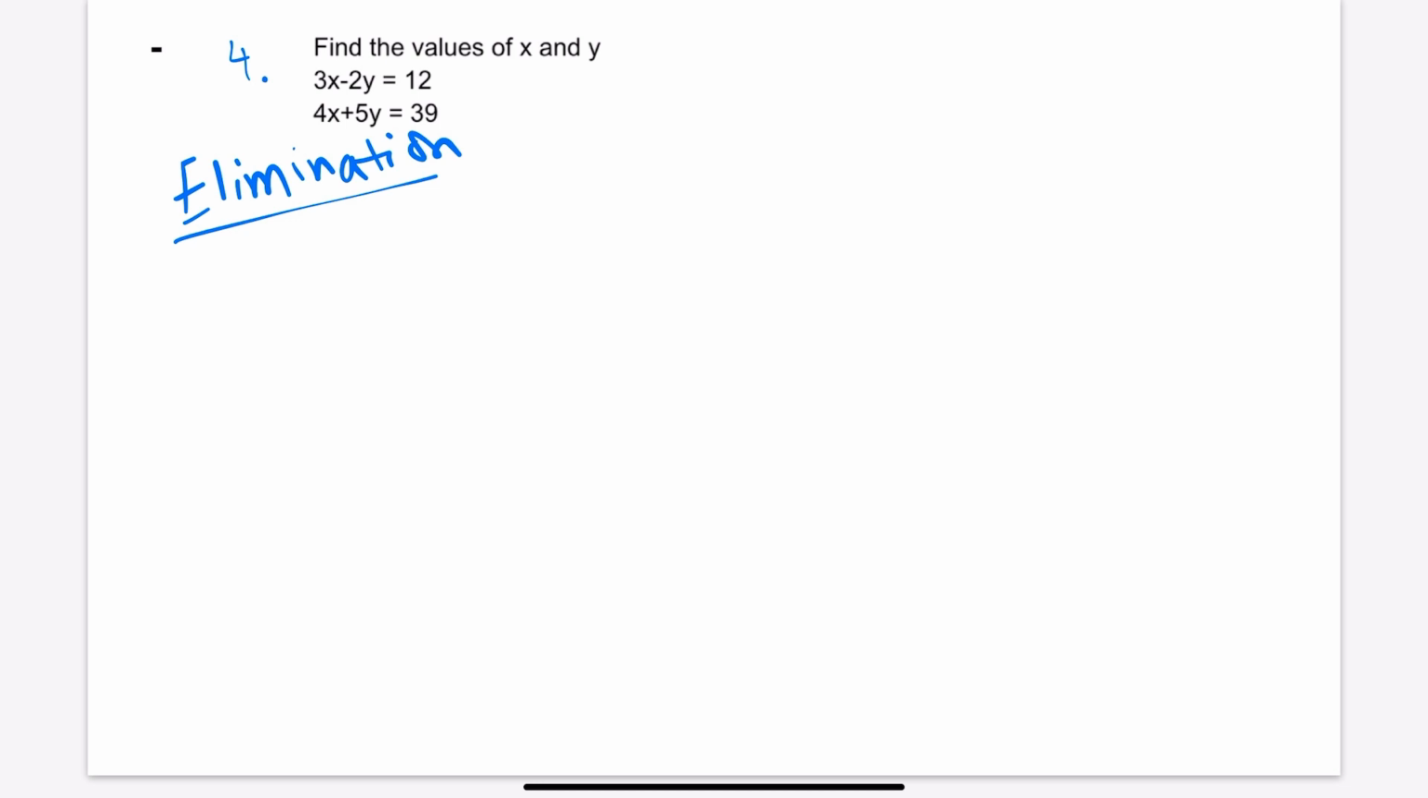So let's do that. Let's pick y this time. I'm going to call this equation 1 and this equation 2. The y coefficient in equation 1 is negative 2, and in equation 2 it is 5. Let's make these look similar. The least common multiple of 5 and 2 is 10, right?